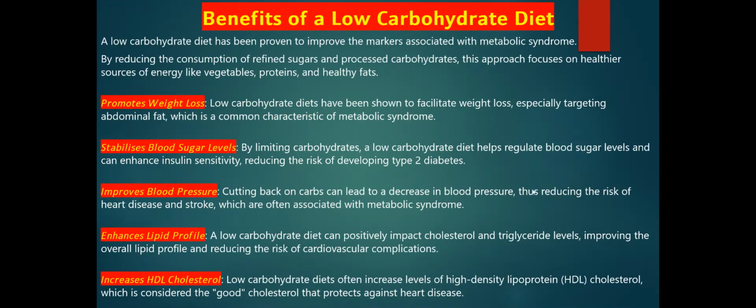But we can also understand that the benefits of a low carb diet include a proven improvement in the markers of metabolic syndrome, and this is done by appropriate protein, above-ground vegetables, and healthy fats. This is done by promoting weight loss, which low carb facilitates, especially targeting abdominal fat, and also stabilizing blood glucose by improving insulin sensitivity and improving blood pressure, through which heart disease and stroke risk is improved, and also enhanced lipid profiles.